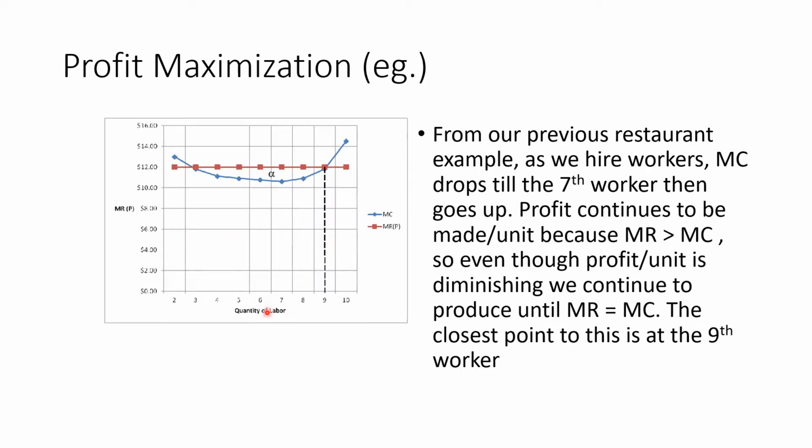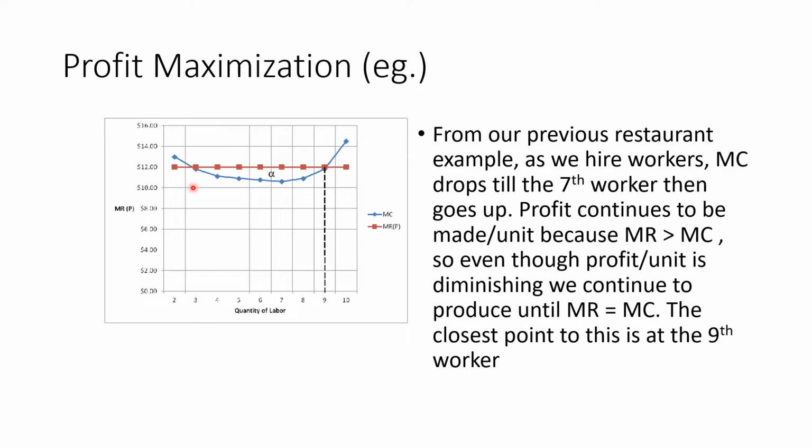And here we have, from the ongoing model of the restaurant, the profit maximizing level of production. Okay? And you see the explanation of it over here from our previous restaurant example. As we hire workers, the marginal cost drops till we get to the 7th worker. That's where it bottoms out. Then it starts to go up.